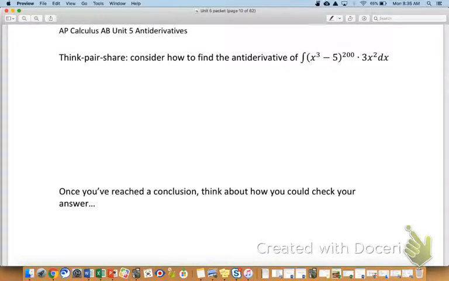And we'll get there. Okay, so take maybe 1 or 2 minutes. I want you to think about this. If you were presented with an antiderivative like that, let's just think for a minute, ponder some of the steps you might have to do to get to the finish line. It's x to the third minus 5 to the 200th times 3x squared dx.